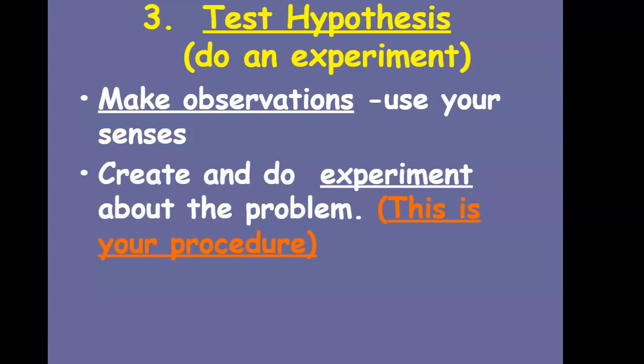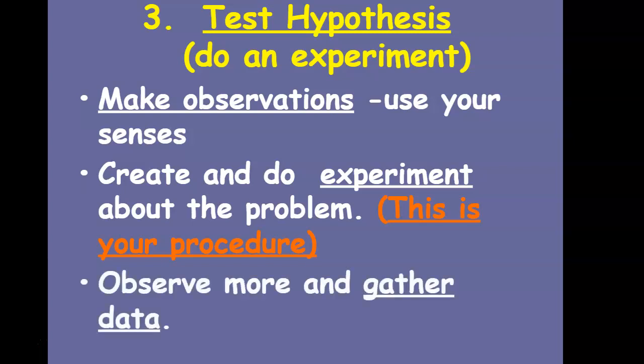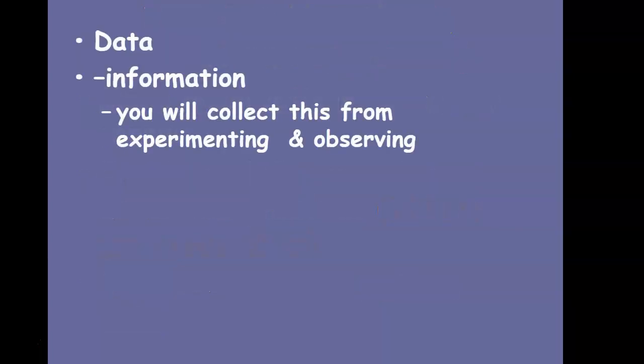You will then create and do an experiment about the problem. We call that in the science world the procedure, sort of like a procedure that a doctor may follow, a step-by-step process. The scientific method is a procedure that you will follow. And then after you have done that procedure, you will observe more and gather your data.